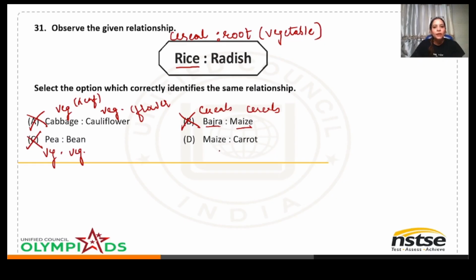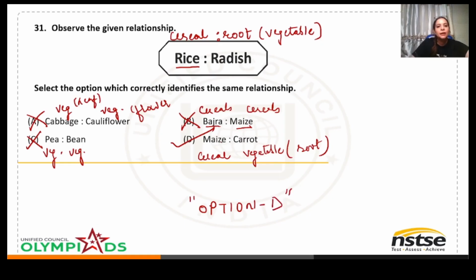Again, no. And both of them are obtained from the seed. So again, no. Maize and carrot. Maize is, yes, a cereal crop, and carrot is again a vegetable, or we can write that it is obtained from the root part of the plant. So D is the right answer. So this way you have to make out the relationship from the given clue, and you have to match it with the option which shows the same.